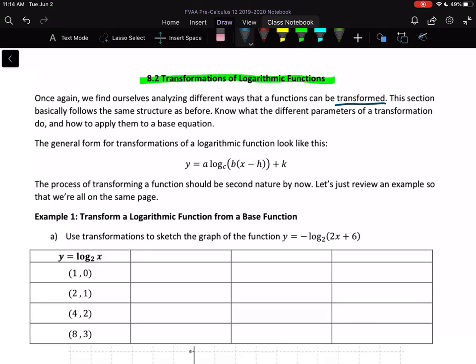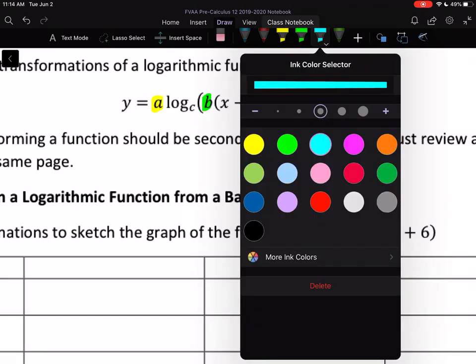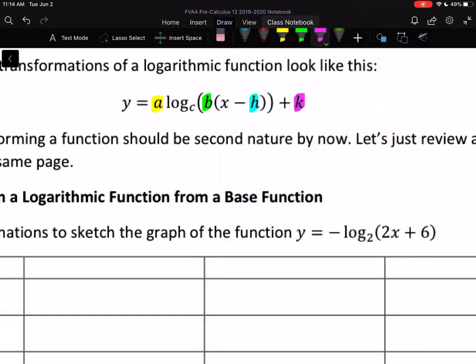So the general form for transformations of a logarithmic function looks like this: y is equal to a log base c of b times (x minus h) plus k. So we know what a is, right? A does a vertical stretch by a factor of a. B does a horizontal stretch by a factor of 1 over b. H does horizontal translation, and k does vertical translation. All right, so those are our 4 parameters there.